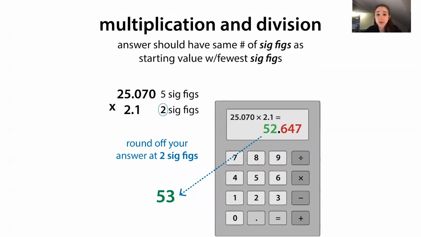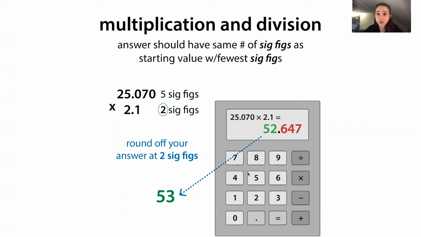However, when you're multiplying or dividing, your answer should have the same number of significant figures as your starting value with the fewest significant figures. Here you have 5 significant figures, but here you only have 2. So it doesn't matter that this one has 5. You have to go with the 2, and so you would round this to 53.